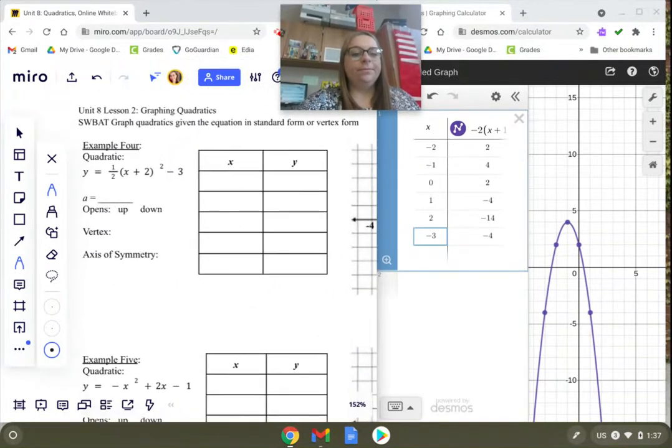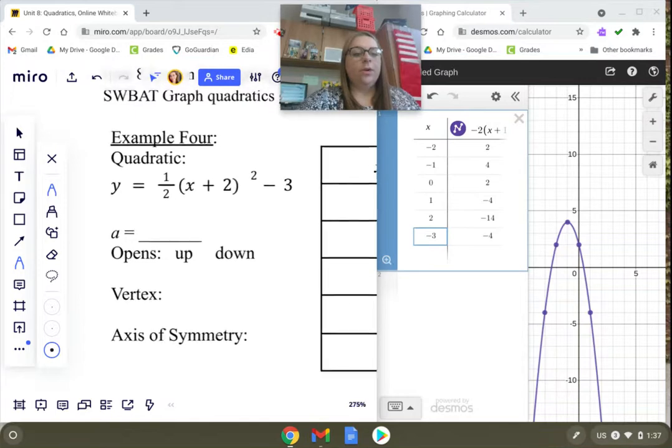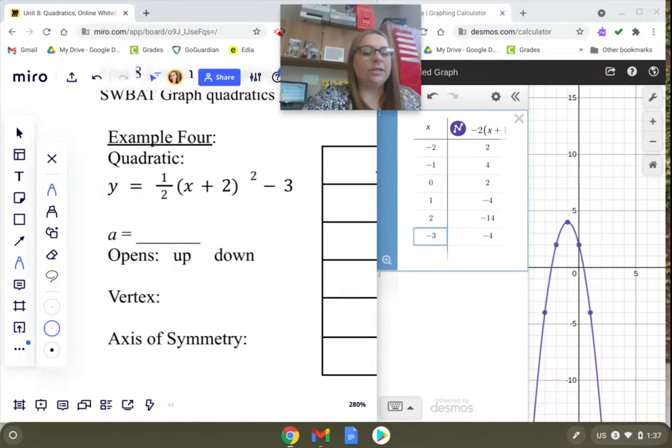So the first one on the back. So this one we have that same process. Let's find our a first, and that's just 1/2. It is positive, so it's going to open up. If it was negative, it would open down.